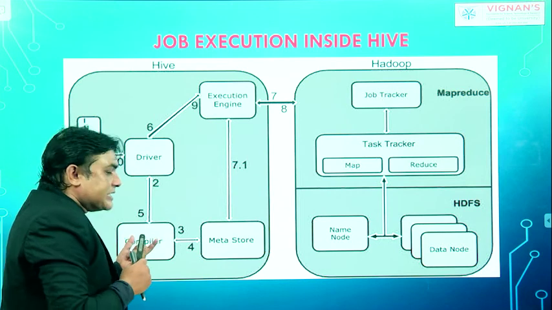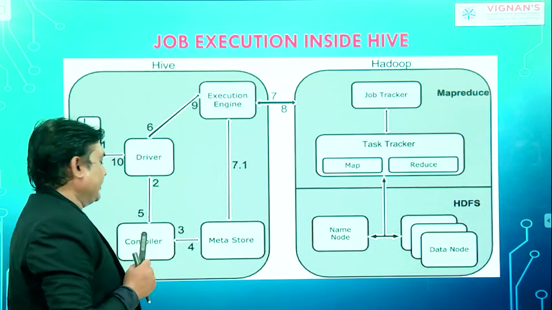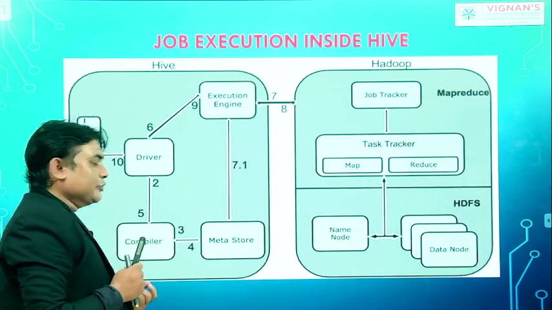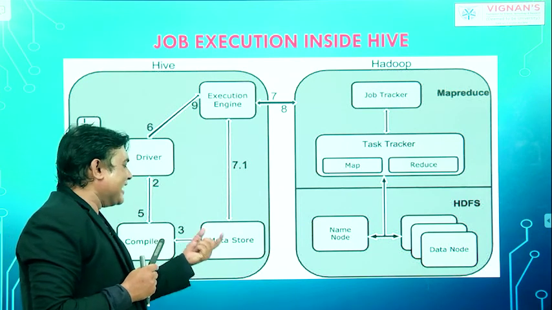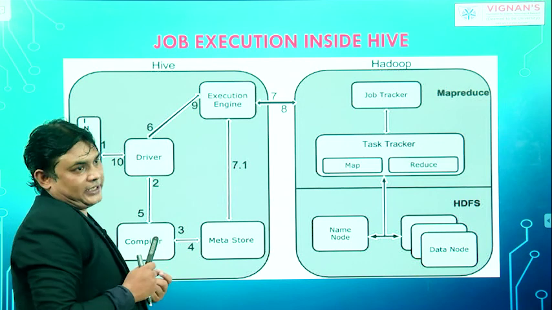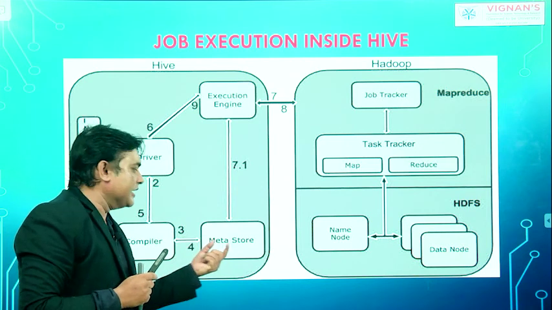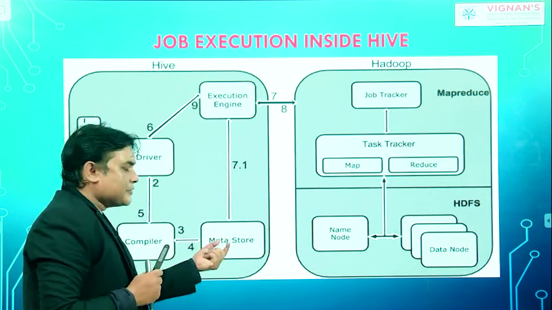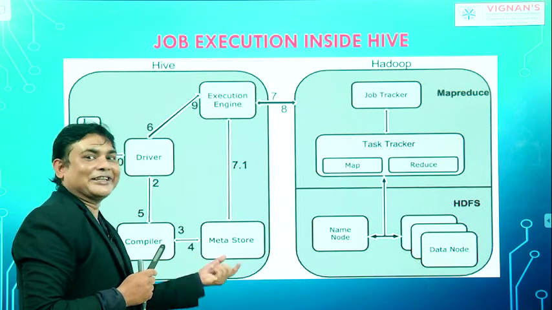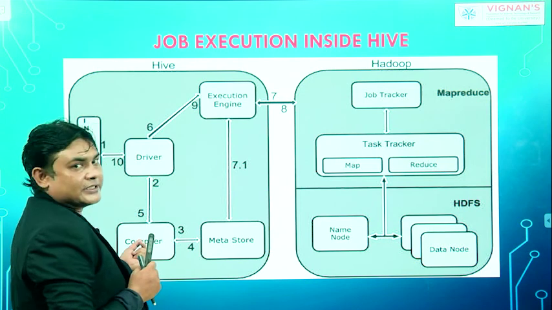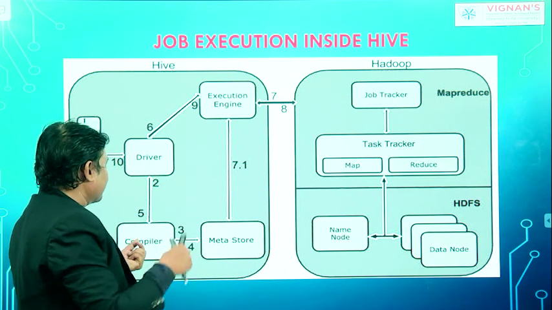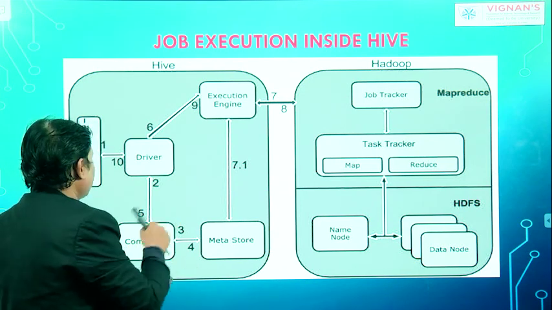Now the compiler needs metadata. So what will it do? It will take this metadata from the metastore. Metastore may be any relational database. Okay, as I told earlier, it may be any relational database. So in the metastore we can find the metadata, and this metadata will be sent to the compiler to complete the compilation process, to perform the parsing.